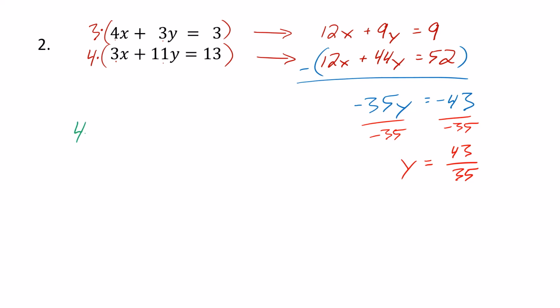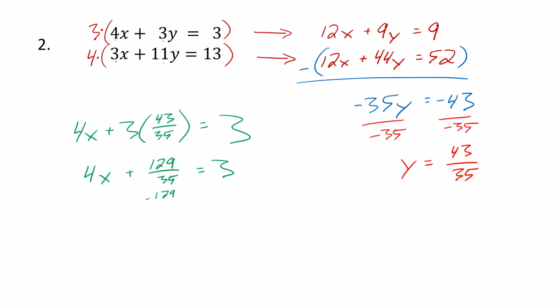So I've got 4x plus 3 times that fraction I just found, 43 over 35, and still equal to 3. And so now I just need to figure out how I can start simplifying things. So multiplying that fraction with the 3, I can go ahead and just do 3 times 43 on top, and that takes me up to 129 over 35. From here I would need to subtract that 129 over 35 over.